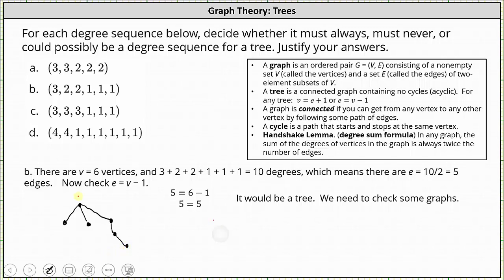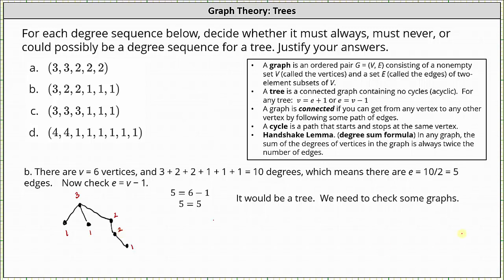The degree sequence is 3, 2, 2, 1, 1, 1, which is the correct degree sequence. The graph is connected and does not have any cycles. We have a tree. So now we need to see if we can sketch a graph with the same degree sequence that is not a tree, and if we can, the degree sequence could possibly be for a tree, but not always be a tree.